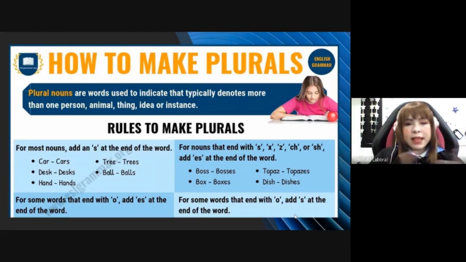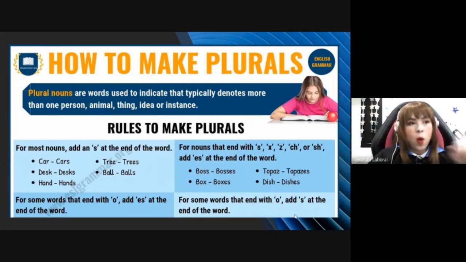The first rule says that most nouns just need an S at the end of the word to make it plural. Like, for example, I have the word car. The noun car is a name of an object. Car is singular. If I'm talking about more than one car, then I just add the S to the noun. Car, one car, two cars.